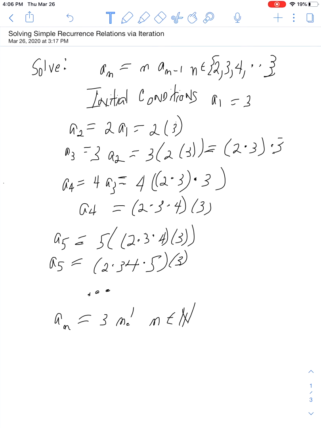So today we're going to look at solving some recurrence relations. So what's a recurrence relation? Well, a recurrence relation is where a sequence is defined in terms of terms that came before it. The first example I've got here is a recurrence relation of the form a sub n is equal to a sub n minus 1 times n, and n is allowed to take on values 2, 3, 4, 5, 6, dot, dot, dot.